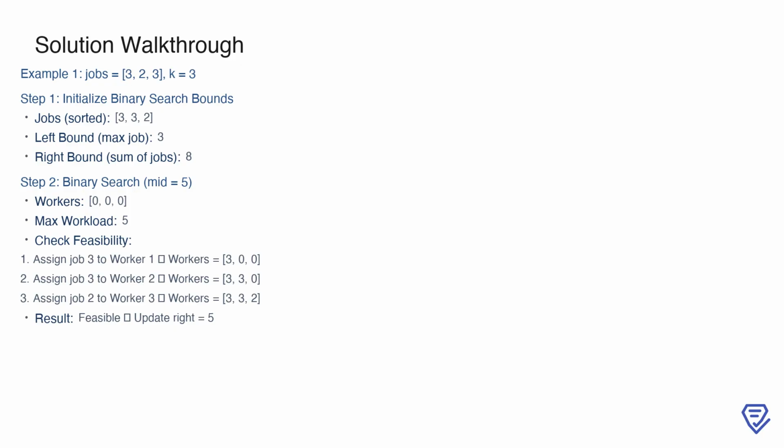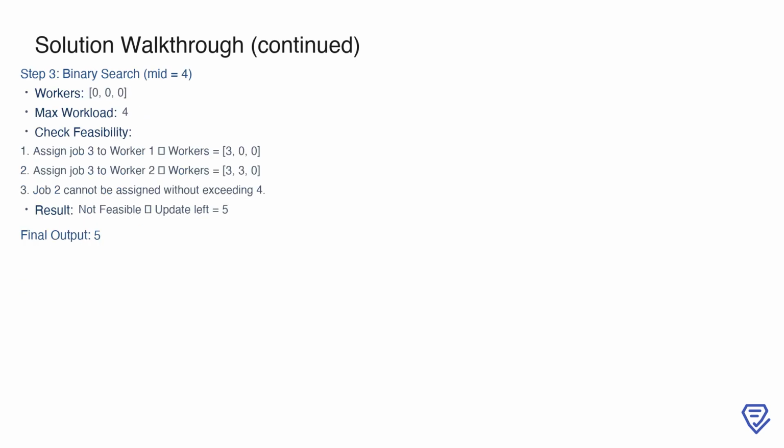First, we assign the job with time 3 to worker 1, resulting in workloads of 3, 0, 0. Next, we assign the second job with time 3 to worker 2, updating workloads to 3, 3, 0. Finally, we assign the job with time 2 to worker 3, giving us 3, 3, 2. Since no worker exceeds the maximum workload of 5, the allocation is feasible. Therefore, we adjust the right bound to 5, narrowing our search space. We proceed with the next midpoint, 4.